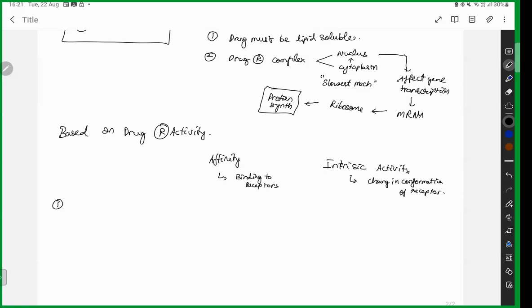You have 4 things. Number one, agonist. Number 2, antagonist. Number 3, partial agonist. And number 4 is your inverse agonist. We'll talk about them one by one. The affinity of all the 4 is going to be the same. We are not classifying the drugs as agonist, antagonist, partial agonist, and inverse agonist based on affinity, but based on the change in the conformation, the intrinsic activity.